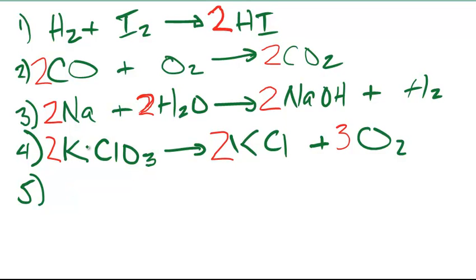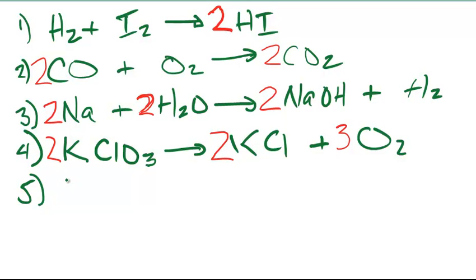All right, number 5. Got 2 more to go, hang in there. Here's the word equation. Elemental aluminum, or I could say aluminum metal, reacts with sulfuric acid to form aluminum sulfate plus hydrogen gas. Again, aluminum metal reacts with sulfuric acid to form aluminum sulfate plus hydrogen gas. Push the pause button if you need to look up sulfuric acid.